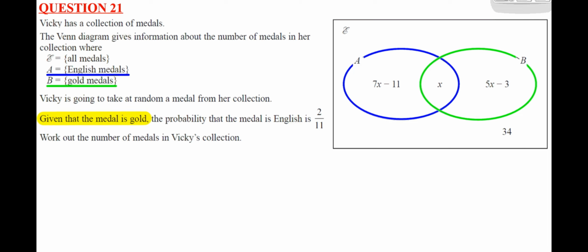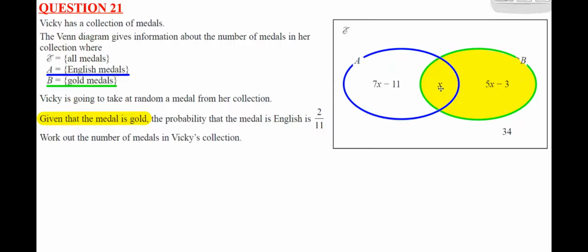So I'm going to highlight it in yellow to emphasise that we're just focusing in on the region of them which are gold. So we can see the gold ones are represented by the X and the 5x minus 3. So the total gold medals are X plus 5x, 6x, take away 3. So the probability that the medal is English and gold is 2/11. Well, the only bit of this region which could be an English medal is this bit here, which is the X. So the English ones, out of all the gold, is X out of the total of 6x minus 3.